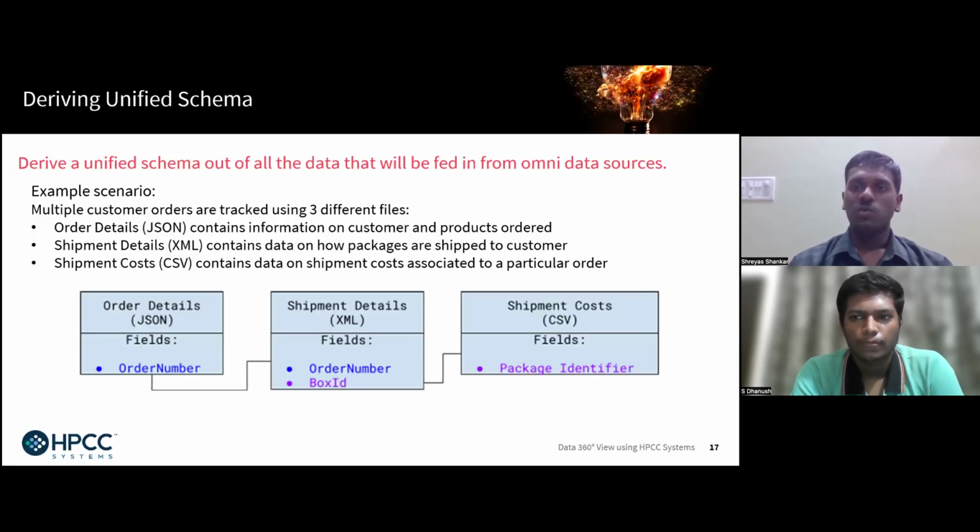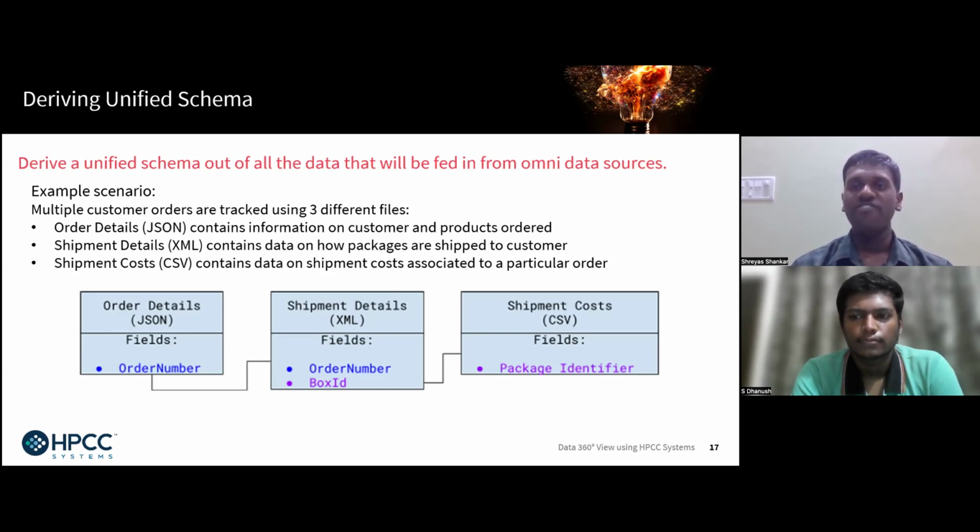Consider the use case where we are dealing with multiple customer orders. These orders are tracked using three different sources. The order details, a JSON file containing information for each order, including customer details, order date, order status, and a list of items. The shipment details are XML files containing information for each order, including the number of packages, package tracking numbers, and delivery status. Finally, the shipment costs, which are CSV files, contain an exact breakdown of the shipping costs.